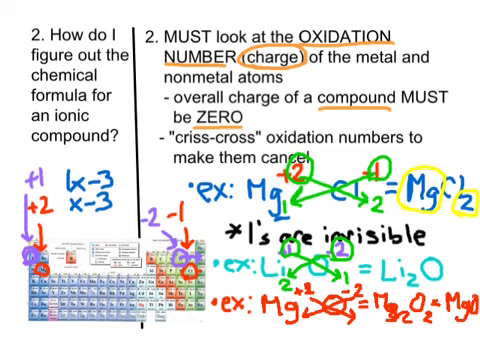Okay, so that's how it works. That's only if you have the same exact numbers for the metal atom and the non-metal atom. You can cancel them out and just write the letters for the symbol.